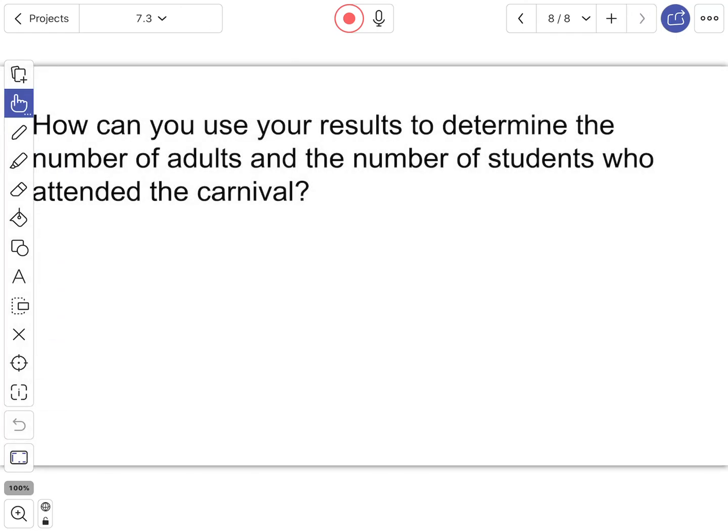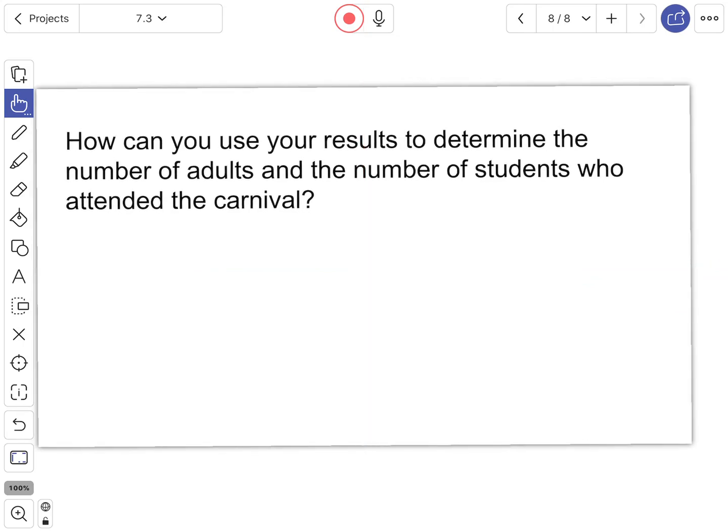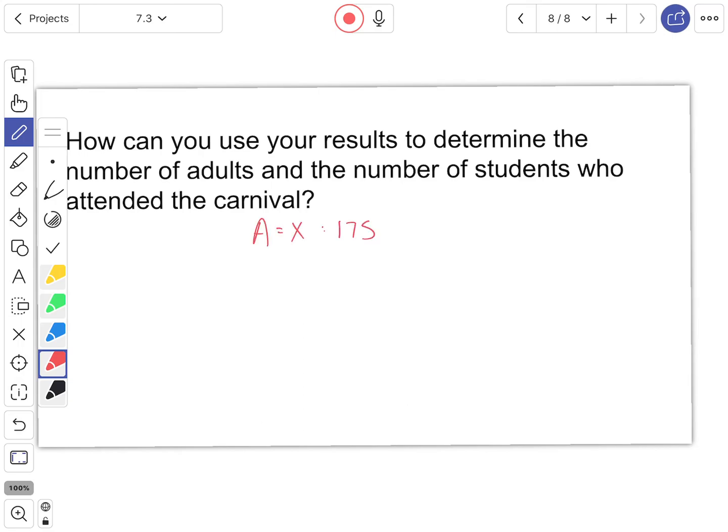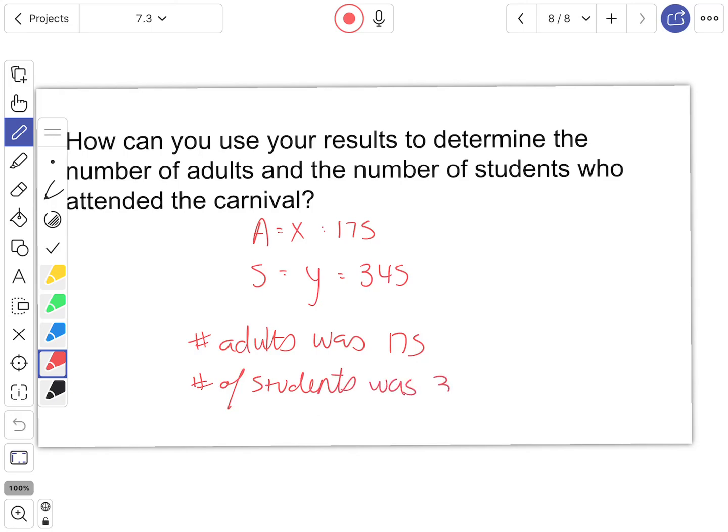All right, how can you use your results to determine the number of adults and the number of students who attended the carnival? I think we've kind of answered this because we knew that a was equal to x, which is 175, and s was equal to y, which equals 345. So the number of adults was 175, and the number of students was 345.